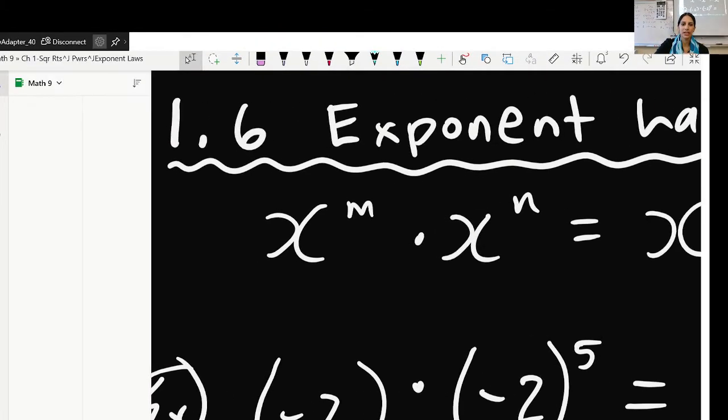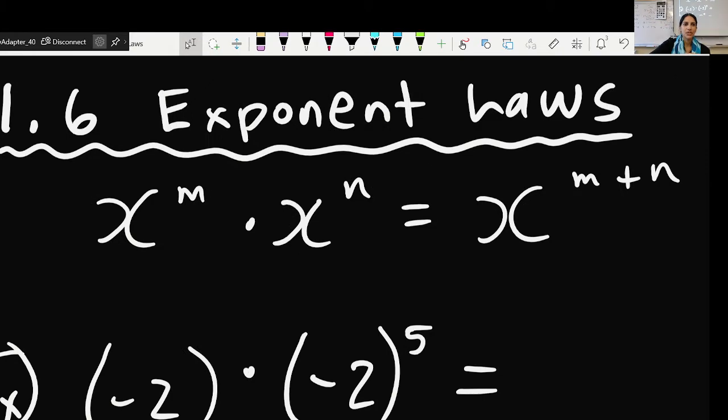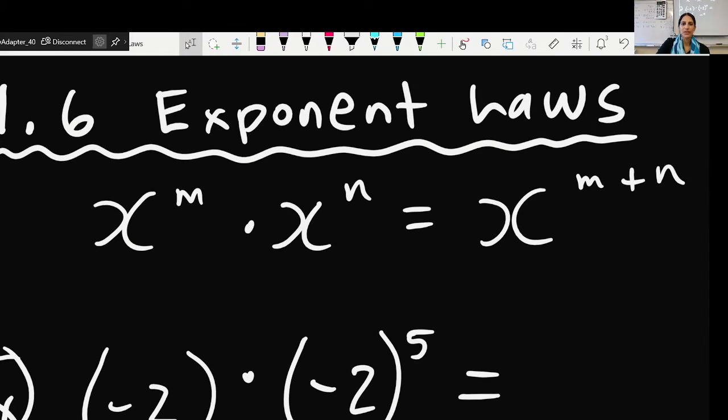So, working on exponent laws, which is 1.6, we're starting off with x to the m times x to the n. Notice that both of these have the same base. We all remember what base is? So the base is x. When you have the same base and you're multiplying two powers with the same base, that means we add the exponents at the top. That's our first exponent law.